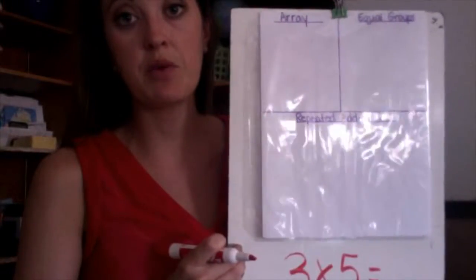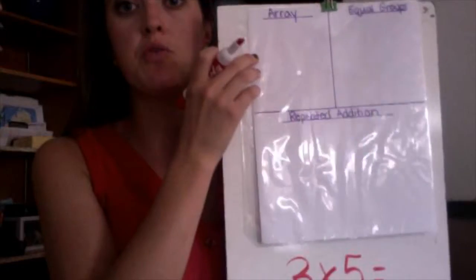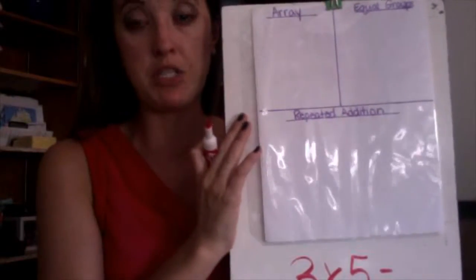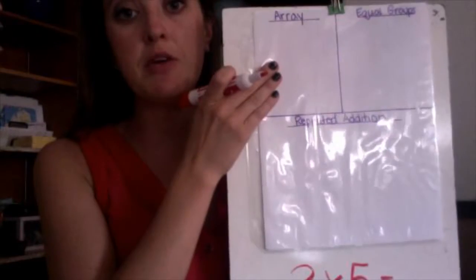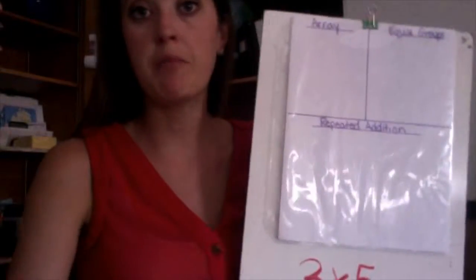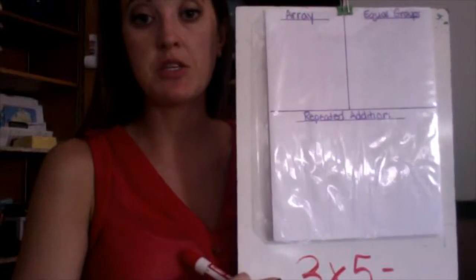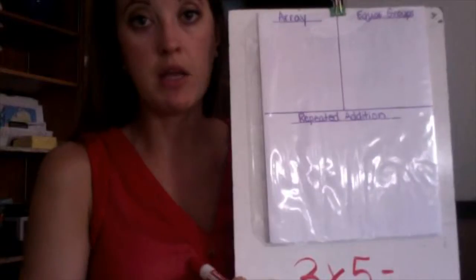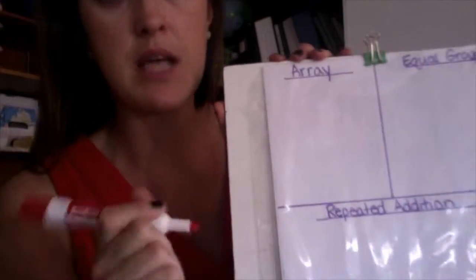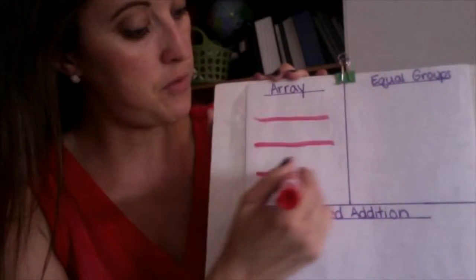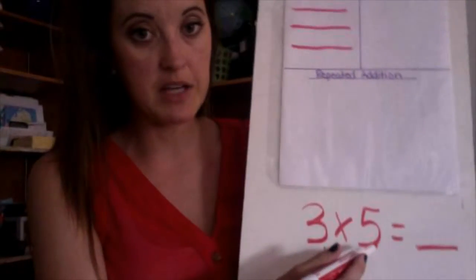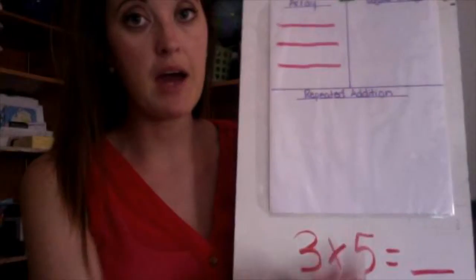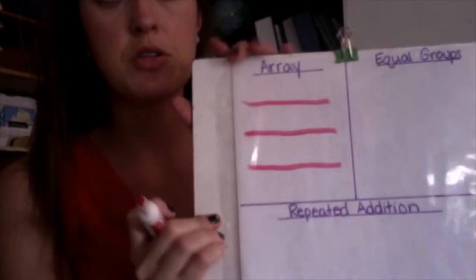The first strategy that we're going to use is the array strategy. So you have your board, you have your marker, and I want you to be following along with me. Up here in our top corner, we're going to be drawing an array. Remember, an array has rows and columns. So our first factor, the number 3, is going to be how many rows. We have 3 rows, and I want you to draw them with me right now. 1, 2, 3. Perfect. And now we have our next factor, which is 5. We're going to put 5 in each one of these rows. Do it along with me.